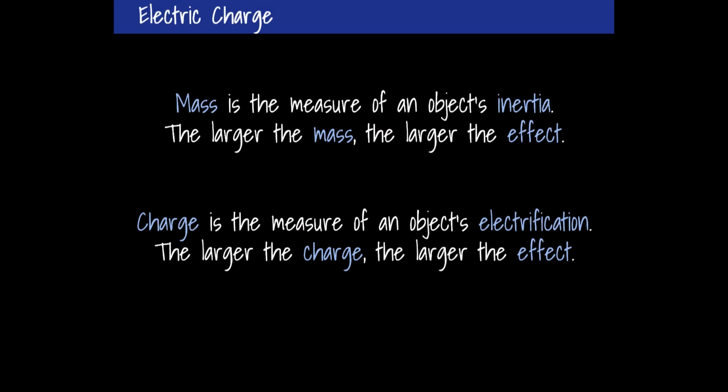Here's a familiar statement that I hope you have completely internalized. Mass is the measure of an object's inertia. Inertia is a property of matter. It's one that's way more obvious than the electrical effect.